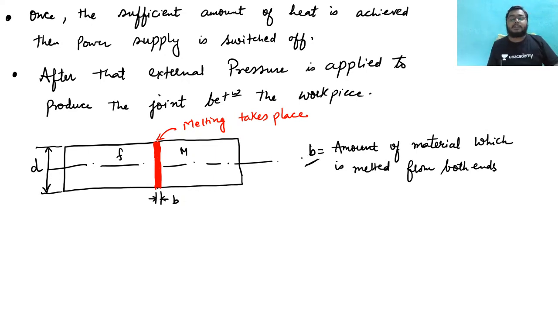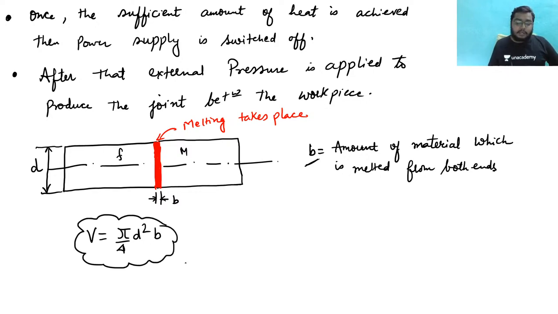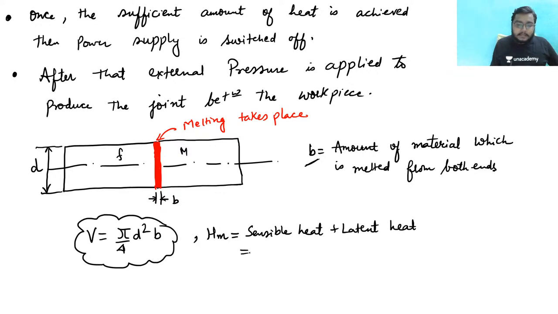Now if I talk about the volume of the weld, the volume would be given by pi by 4 D square into B. Remember these things. Now, if I talk about the heat required to melt, we know that it is given by sensible heat plus latent heat, where the sensible heat will be m c (melting temperature minus ambient temperature), plus mass into latent heat. Now this is the HM. So there is nothing new in this.